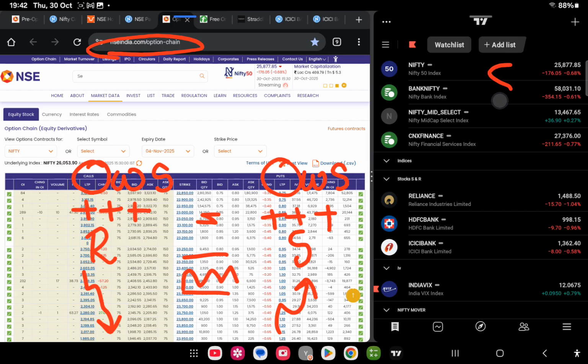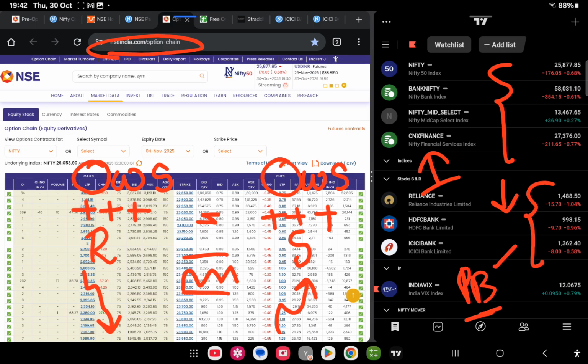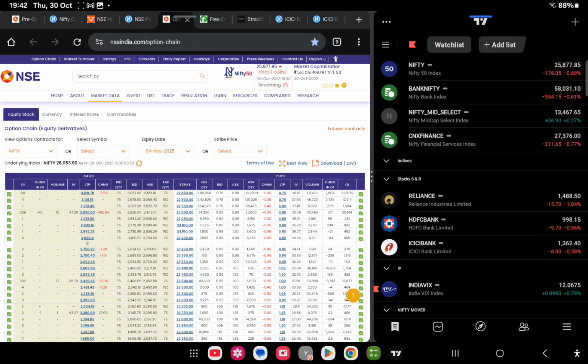If we check today the major indices, everything has given a sideways close, almost sideways to downtrend, and profit booking is seen in the major stocks. IV is slowly increasing. Okay, we'll start with Nifty.